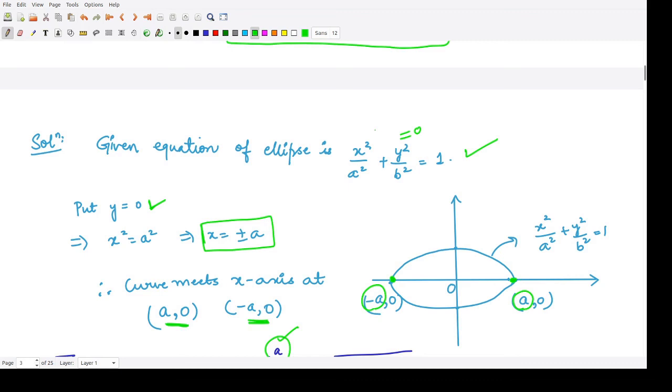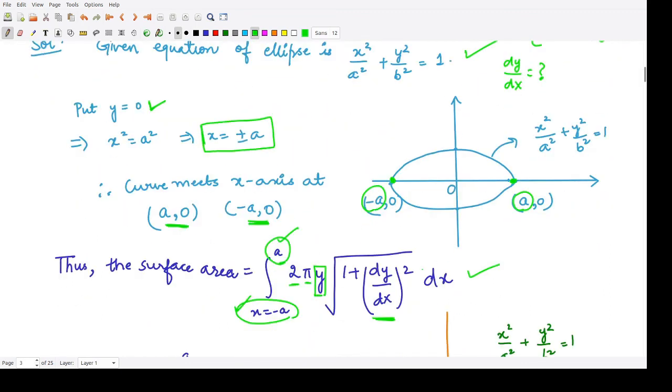So now this is the given curve, right? So what would be y here? y would be the square root of (1 minus x square divided by a square) multiplied by b square. So this is the value of y. So you can calculate what this dy upon dx is from here. Once you have this y, you have this dy, you have the limits, you can substitute it here.